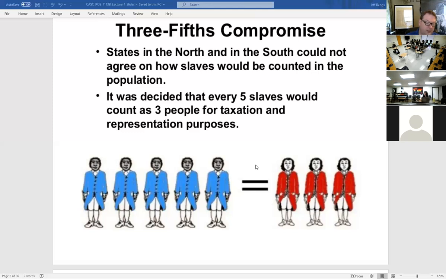The first state to do so was Delaware, December 12th, 1787. So it was about roughly 3 months after the Constitution was written. The 9th state to ratify it was New Hampshire in June of 1788. So it was 1788 when the Constitution was finally ratified and went into effect.